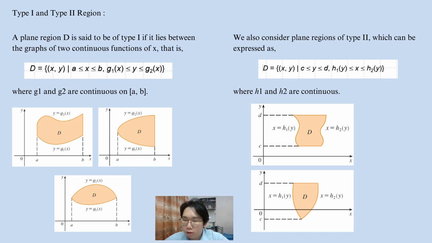Then let's come to type 2 regions. A plane region of type 2 lies between the graphs of two continuous functions of y, which means D equals {(x,y) | c ≤ y ≤ d, h1(y) ≤ x ≤ h2(y)}, where h1 and h2 are continuous. And you can see that below are examples of type 2 regions.